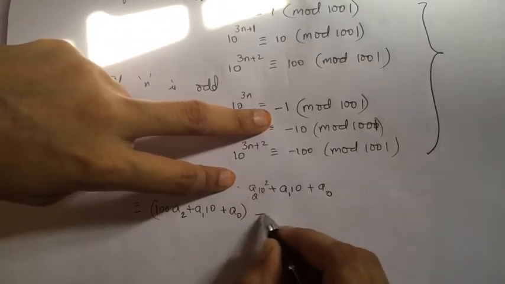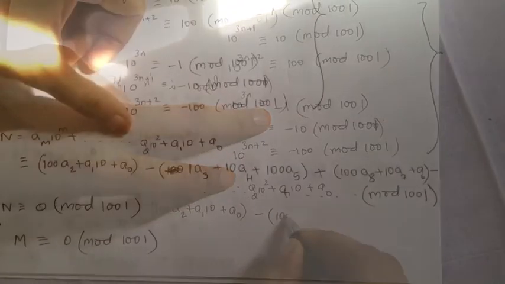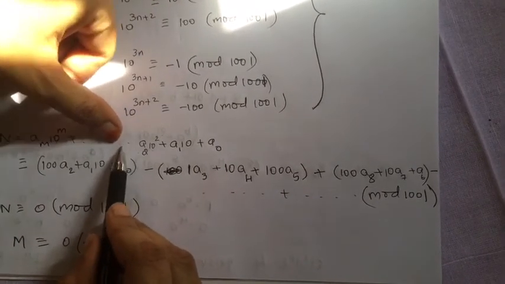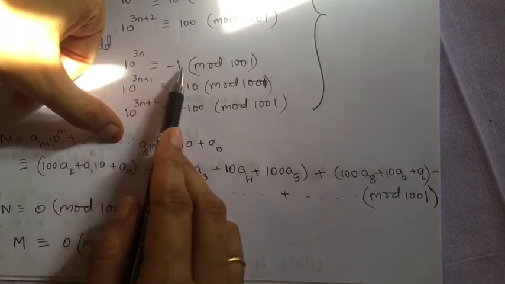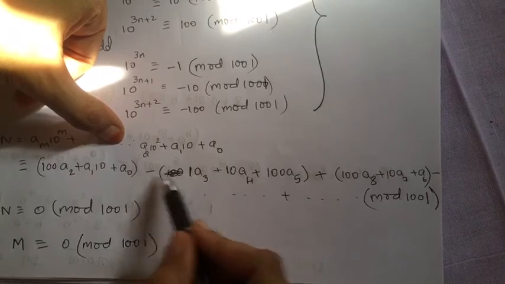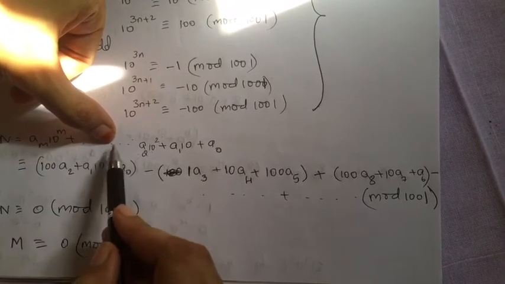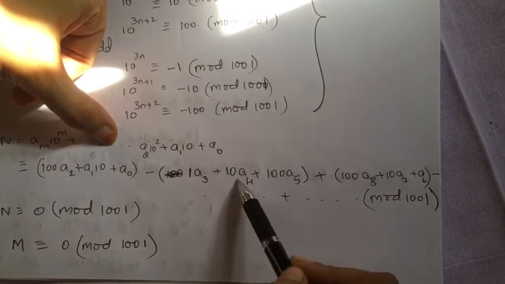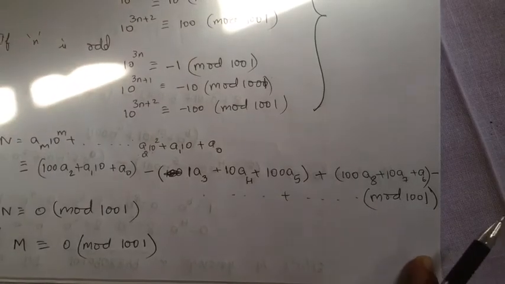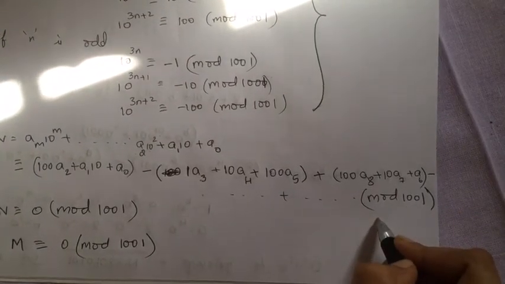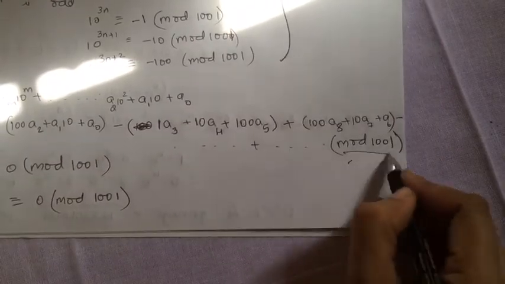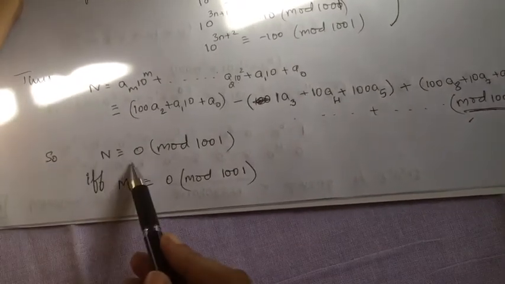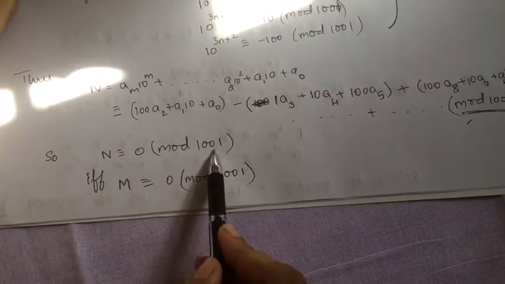So I'll take up that. 100 is 1, okay? 1 into A3, because this is A3 10 cube, which is nothing but minus 1. So minus 1 into A3. Similarly, A power 4, I can write it as A power 4 into minus 10. Like that, I'm writing the expansion. This is after taking modulo 1001. So I can write in total n is congruent to 0 mod 1001.